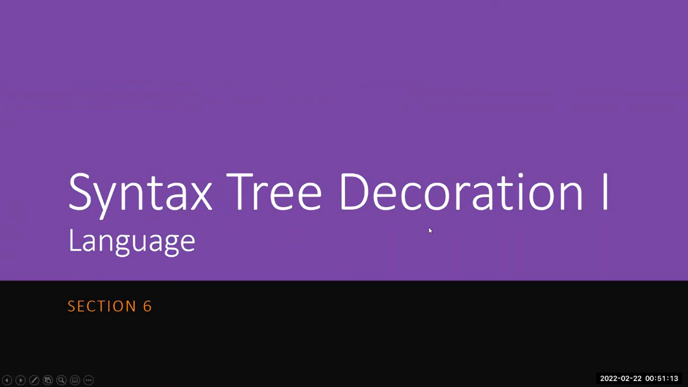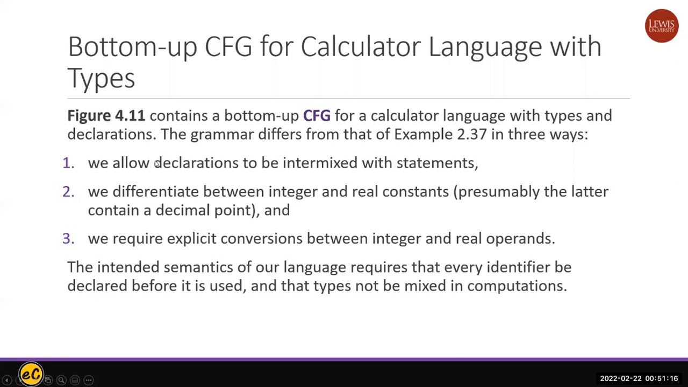Next is the syntax tree declaration, part 1. Figure 4.11 contains a bottom-up context-free grammar for a calculator language. The grammar differs from example 2.37 in three ways. One, we allow declarations to be intermixed with statements. Two, we differentiate between integer and real constants. Three, we require explicit conversion between integer and real operands. The intended semantics of our language require every identifier be declared before it is used.